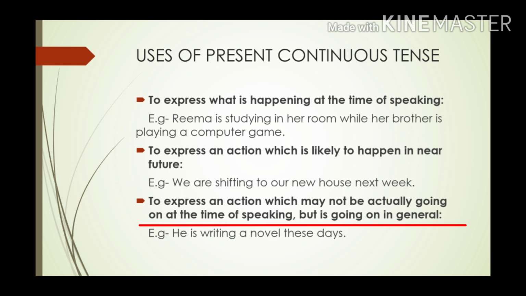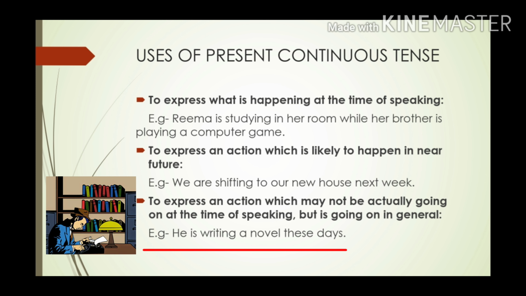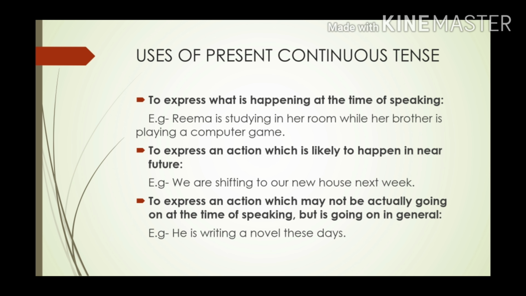Third, we use present continuous tense to express an action which may not be actually going on at the time of speaking but is going on in general. For example, he is writing a novel these days. Now, here in this sentence, we have been told that he is writing a novel. Is he writing it right now? Maybe yes, maybe no. But it is a long process, and these days he is writing a novel. So it is present continuous tense.